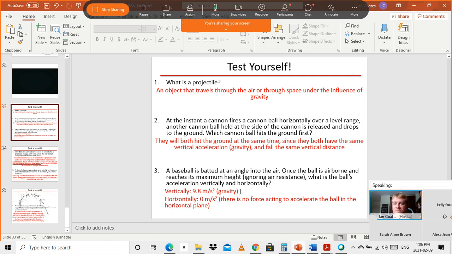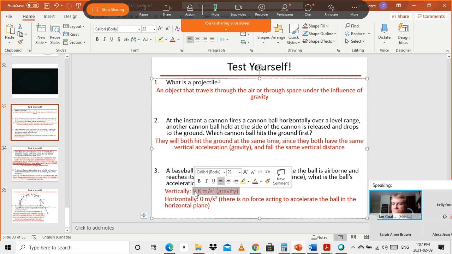vertically, all we have is gravity. Okay? Remember that component? Even though you're firing the cannonball, and then this cannonball you're just dropping, gravity is affecting them both the same way.